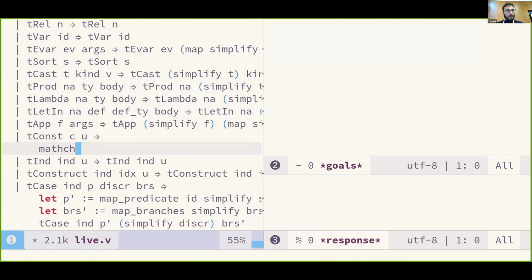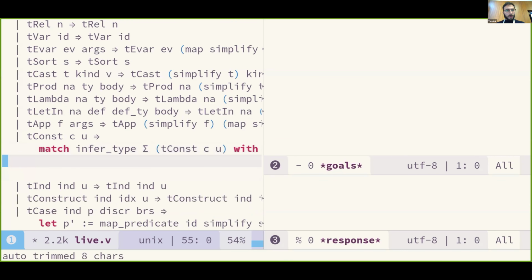So what we have to do is infer the type in the global context sigma of the tconst cu. The way I wrote infer type, it only accepts closed things that do not depend on any variables. That's why I don't have to pass a local context, but constants cannot contain any variables because they are constants. So this one is fine. So I'm doing this. And now there are two cases.